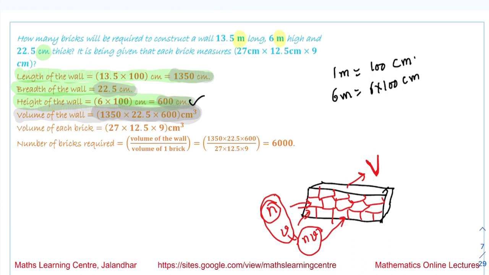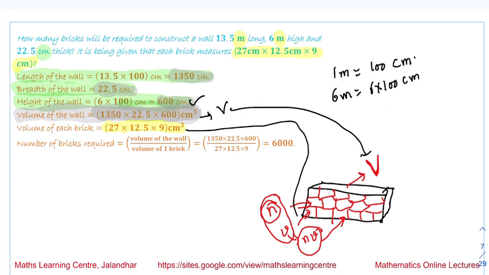To calculate the volume of the bricks, these are the dimensions of the brick: 27 centimeter, 12.5 centimeter and 9 centimeter. So the volume of each brick will be this. What we have now is the value of capital V, the volume of the wall. And this is the value of the small bricks, small v, that we are talking about.